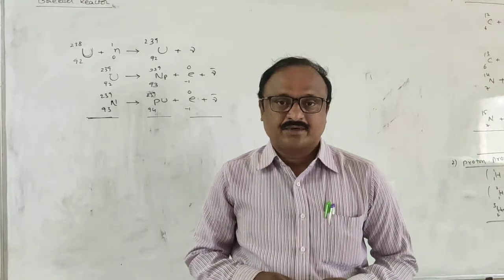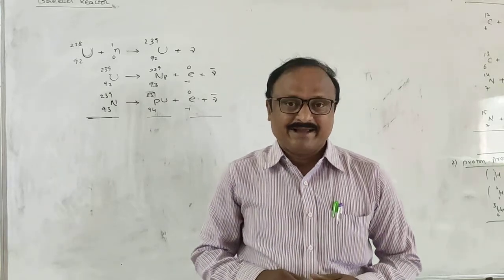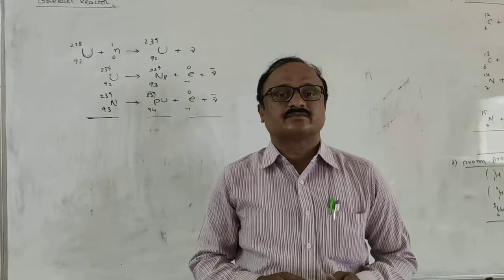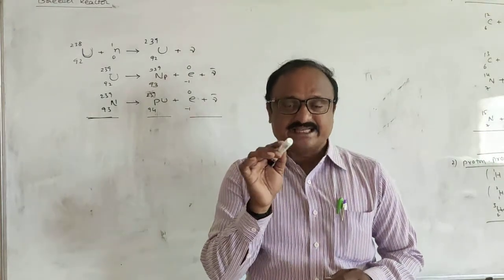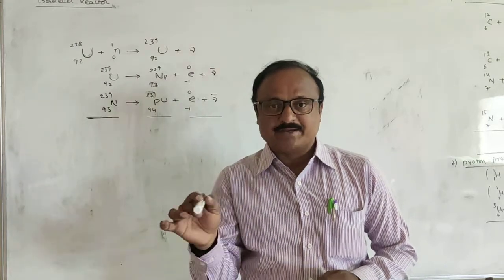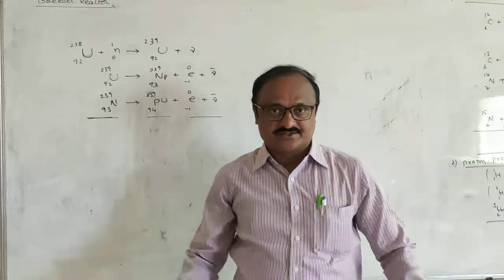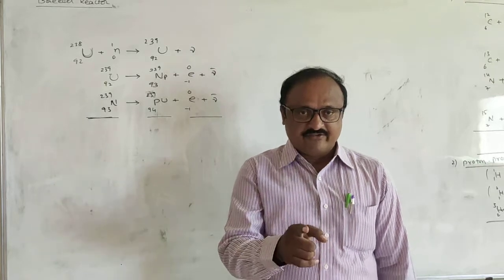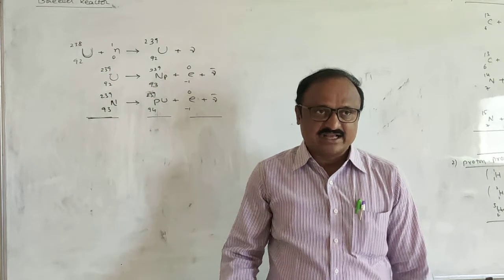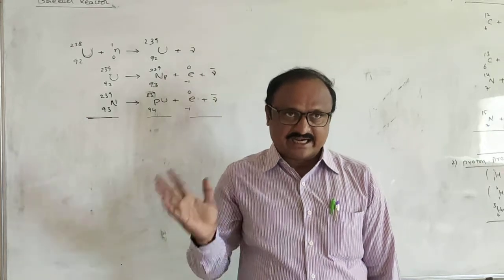Next, the chain reaction depends on one more parameter known as K. K means neutron reproduction factor or neutron multiplication factor. Neutron multiplication factor K is equal to number of neutrons in present generation by number of neutrons in previous generation, or rate of production of neutrons by rate of loss of neutrons. Suppose the value of K is less than 1, K less than 1 means the rate of production of neutrons will be less than the rate of loss of neutrons.